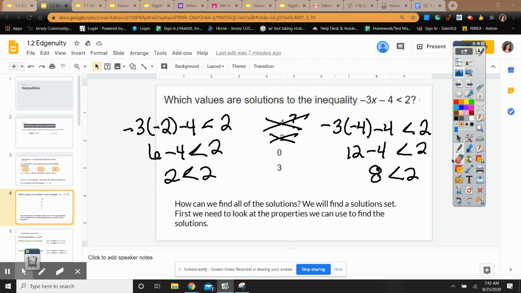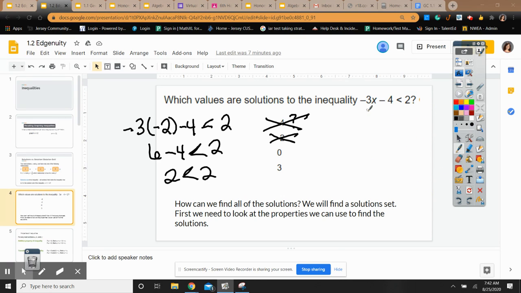We can give 0 a try. 0 is always a nice number to plug in because things drop out and it works out pretty easily. If you take negative 3 times 0, that just gives you 0. So then it's just negative 4 less than 2? Yes, negative 4 is less than 2. 0 is part of the solution set.